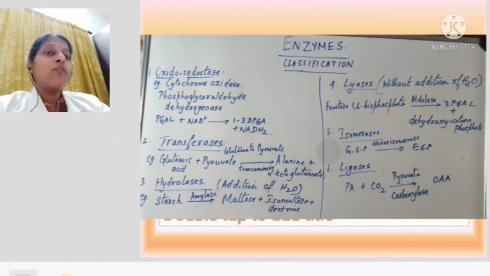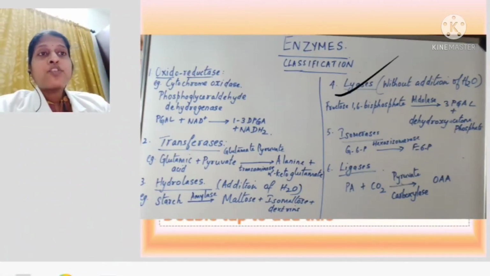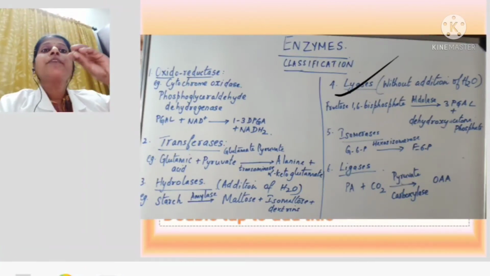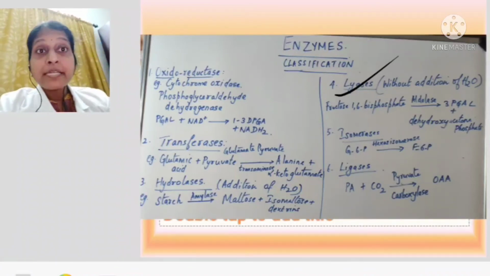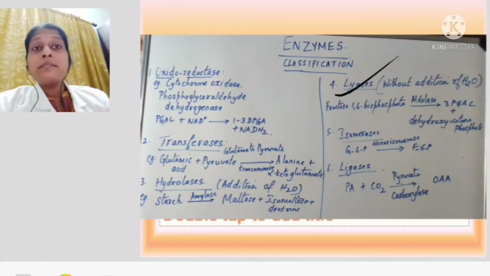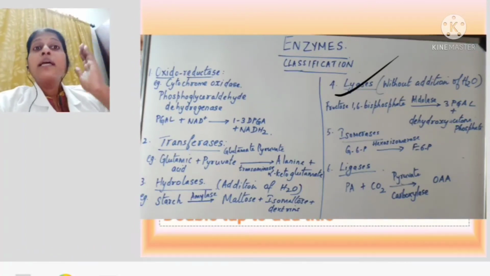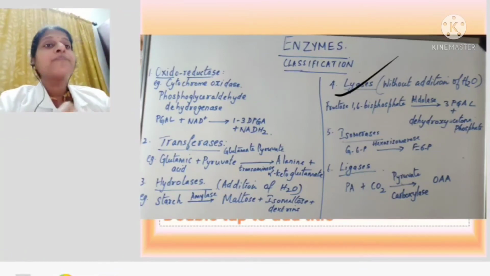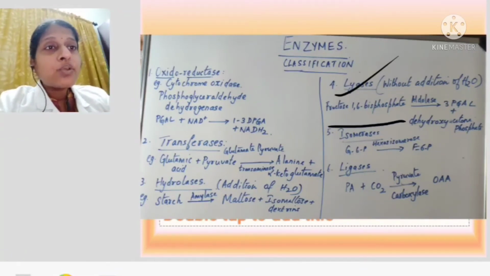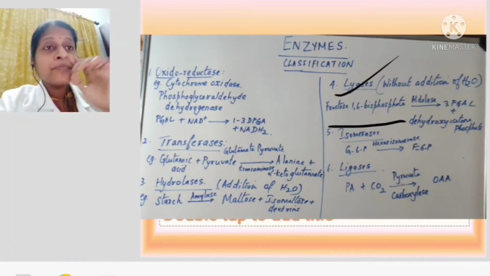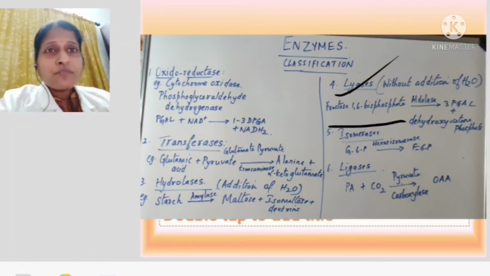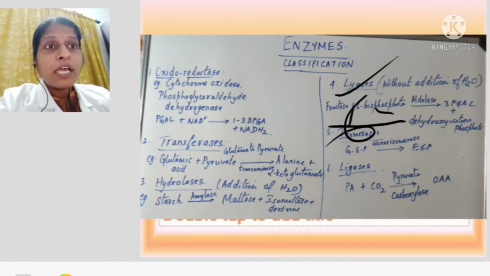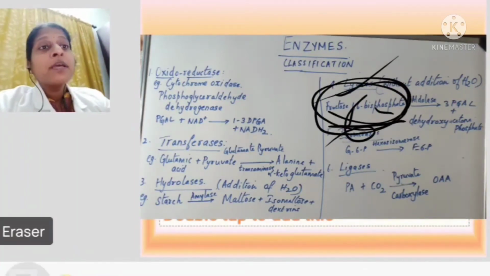Another category of enzyme is lyases. Lyases also help in breaking complex substances into simpler forms, but without water. Other than water, if the bond is broken, then the enzyme playing the role is what? The lyases. For example, fructose 1,6 bisphosphate in respiration, a 6 carbon compound, is broken down. How many carbons are there? Fructose 1,6 bisphosphate has 6 carbons.